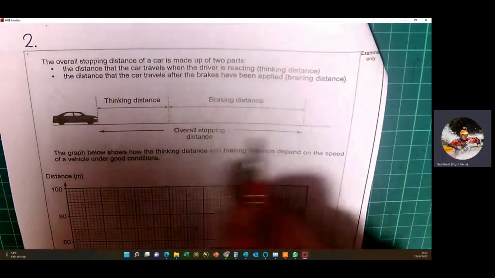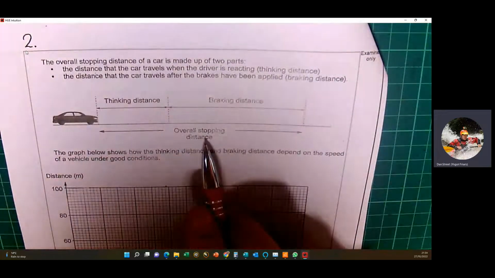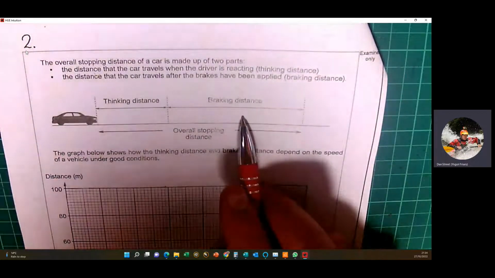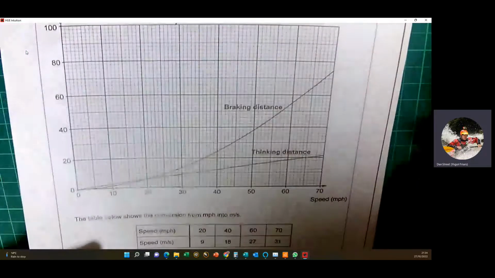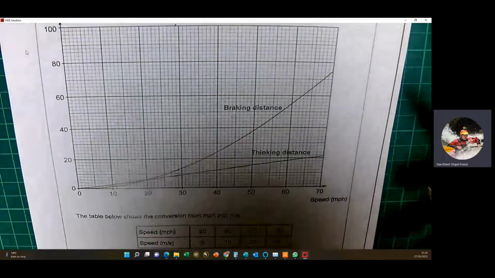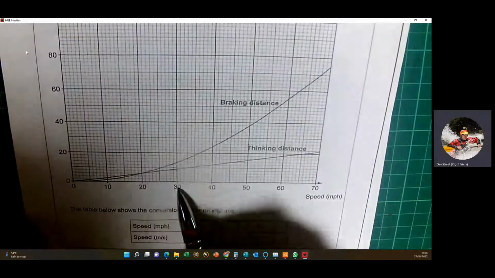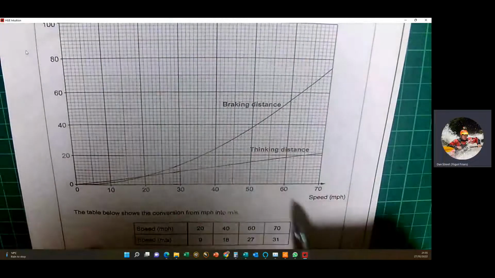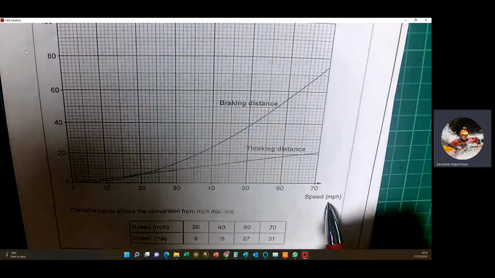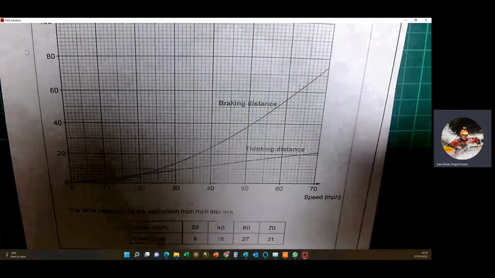It is important to notice this section here where it tells us that the overall stopping distance is the sum of these 2 distances. Okay, so we've got a graph here that shows us the braking distance and the thinking distance as 2 separate lines as the speed of the car increases. Now these speeds are in miles per hour, which is the speed that we normally quote car speeds in for whatever reason.